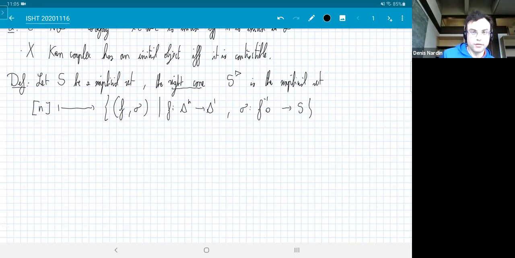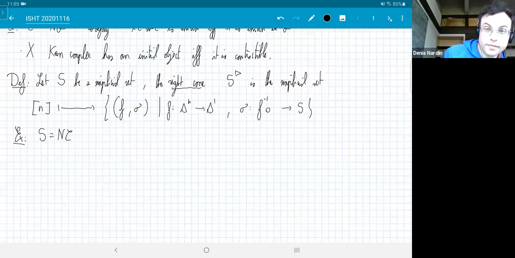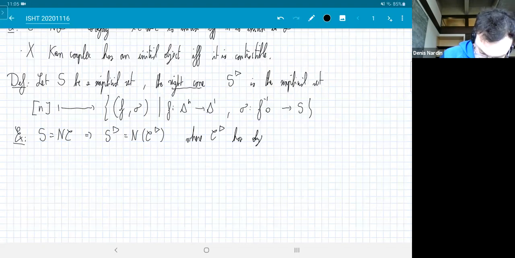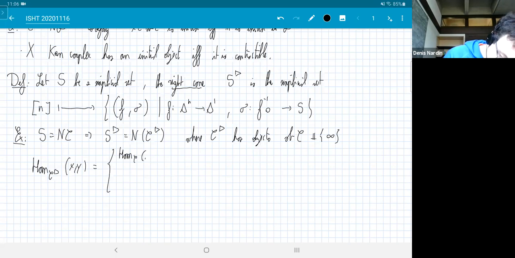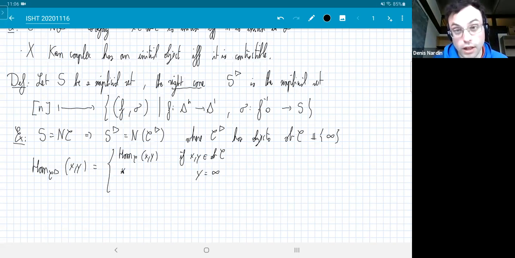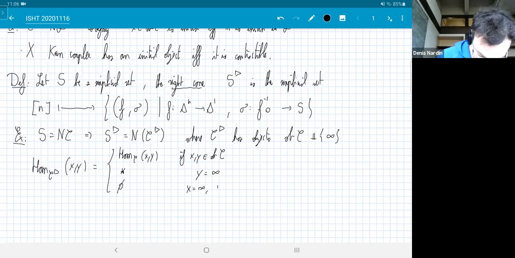So how should I think of this? Well, let me give you an example and then maybe I'll draw some pictures. If S is the nerve of a category, then S cone is the nerve of this category C cone, where C cone has objects, the objects of C plus another object I'm going to call infinity, and hom in C cone of X, Y is hom in C of X, Y if X, Y are both in C, a point if X is an object of C and Y is infinity, and empty if X is infinity but Y is different from infinity.